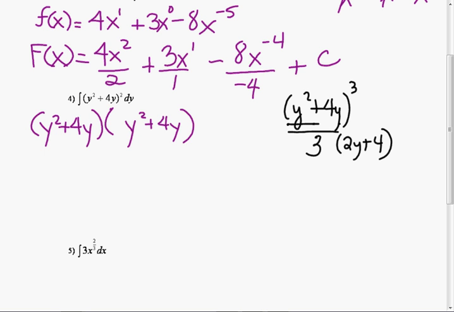I will see that on the test. I know I will, because I always have. Never do we do anything this complicated. So we can't do that. The only way to do it is to expand it. That's the only way to do this problem.